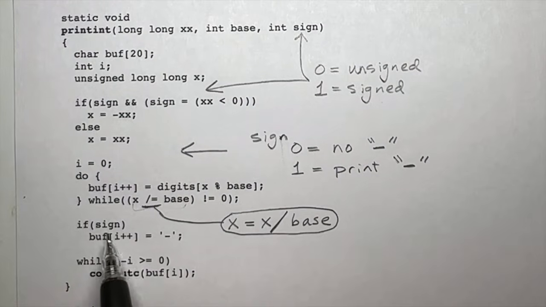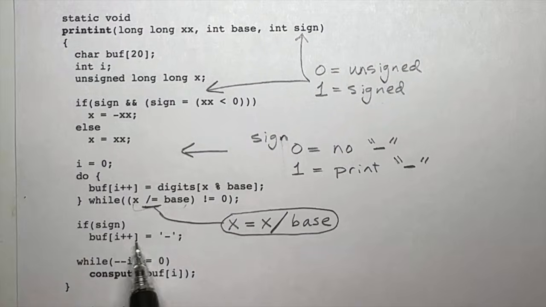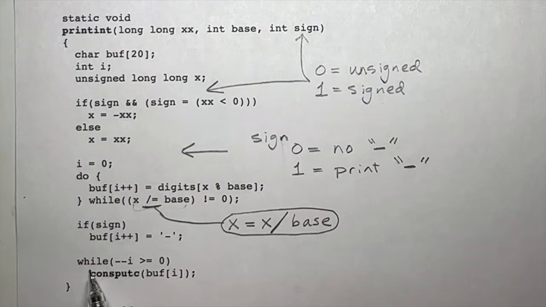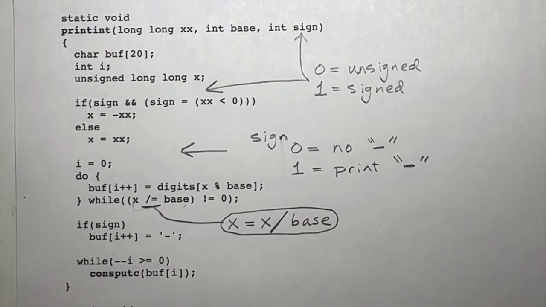Then we look at the sign, and if a minus sign is needed, we also add that to the buffer. I is now the number of characters in the buffer. Finally, we print the buffer in reverse order from most significant end, or the minus sign if we have one, down to the least significant digit. I think this is really pretty tight code, and if you didn't follow all that, you might want to pause the video right here.